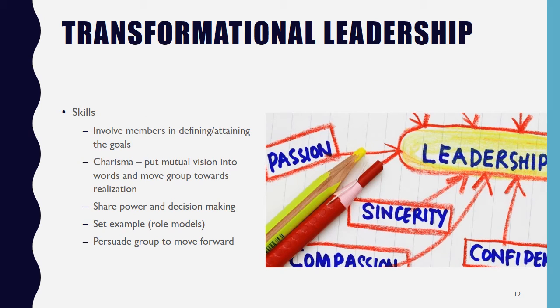Skillful transformational leaders include their followers in the definition and pursuit of the organization's goals, employ charisma to communicate their vision, share power, and serve as role models for their followers.